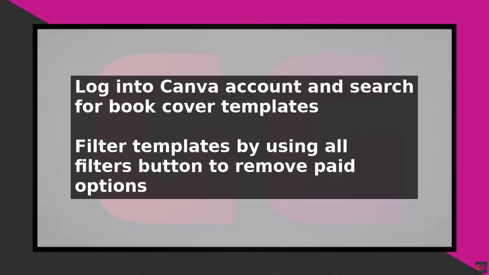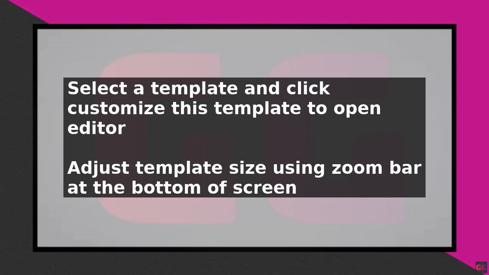When you've selected a template, click on Customize this template to open the book cover editor. This is a straightforward process, similar to setting up a social media page. Begin by adjusting the size of the template using the zoom bar at the bottom of the screen.